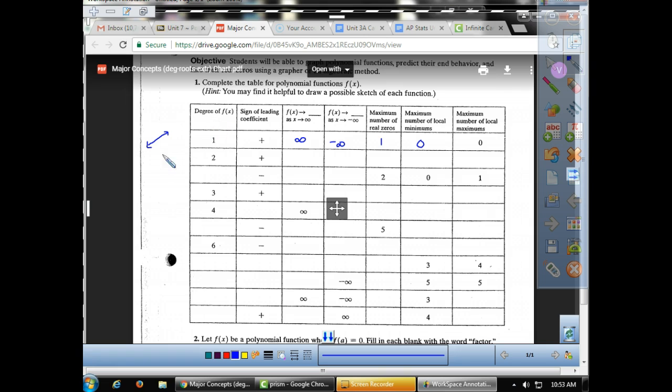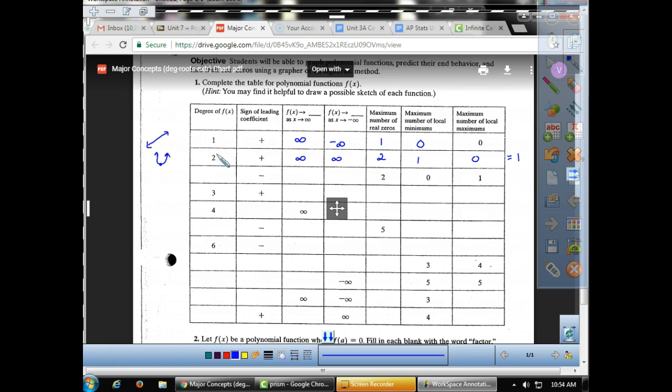Now, a degree of 2 is a quadratic, right? And it's going to be either opening up or down. I'm going to make this one open up because the leading coefficient is positive. So both of these would be what? Positive infinity. What's the maximum number of real zeros? 2. What is the maximum number of minimums? 1. Maximums? 0. Because it opens up, you can only have a minimum. Now, I want to add a column, which is the max and mins added together here. And what do you get? You get a 1, because there's a relationship that we're going to emphasize here.